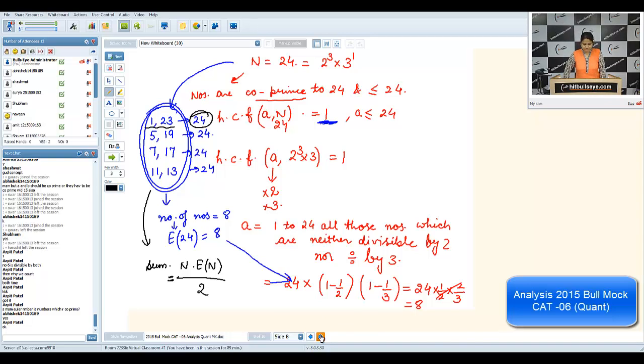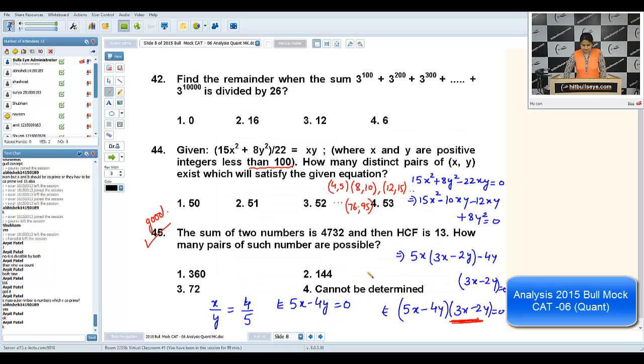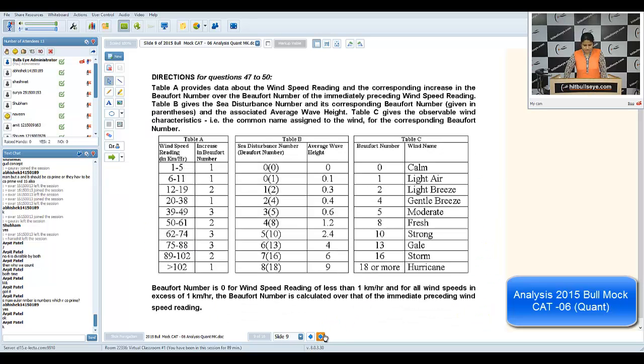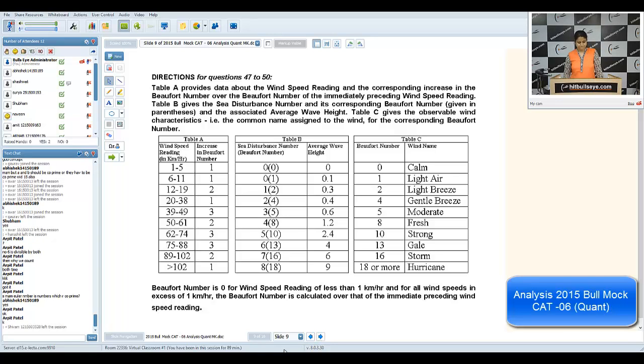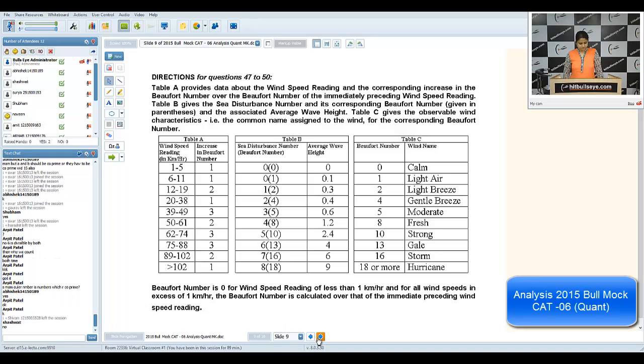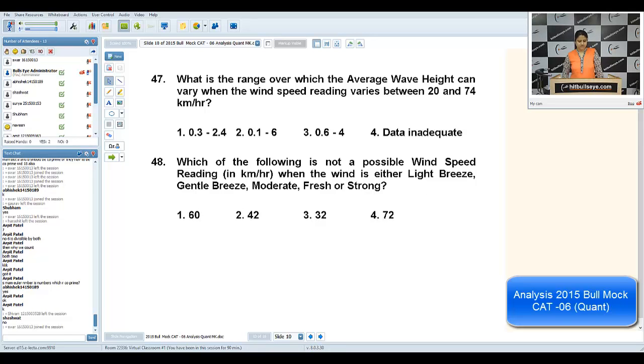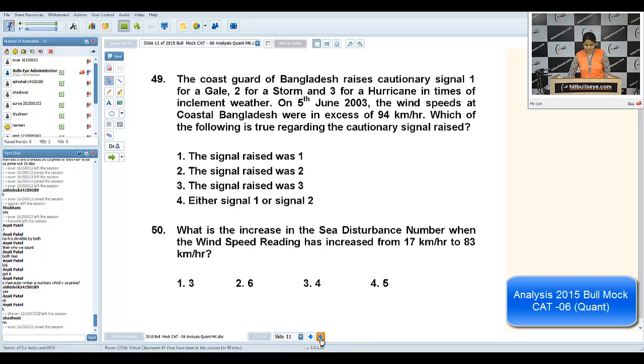Okay, let us move. Now I think that is okay with you. Question number 47 to 50. According to me, it was an easy set, but according to your data, this is difficult. Any problem in these questions, 47 to 50? Good. Simple, very simple calculation it was. Okay, 47, 48, 49 and 50. Easy questions they were. I'm leaving those.